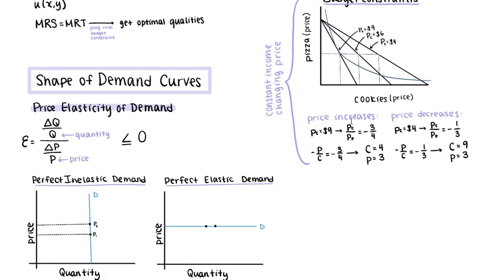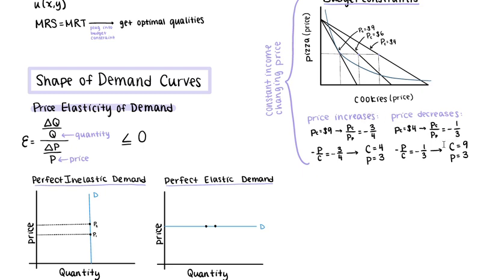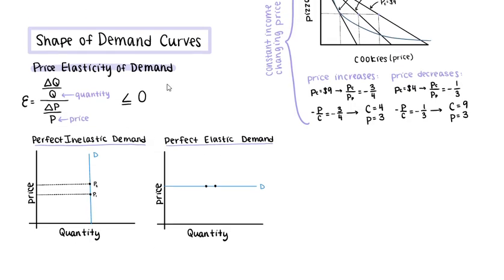I have a different indifference function. So what you need to do is, if the price increases we get a bundle, and if the price decreases we get another bundle. So just get as many points as we can. So eventually we can derive the demand curve.